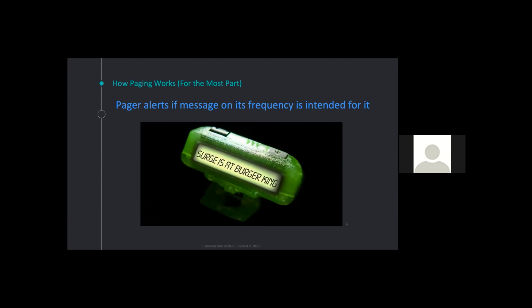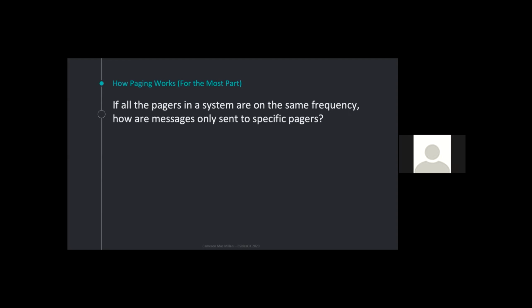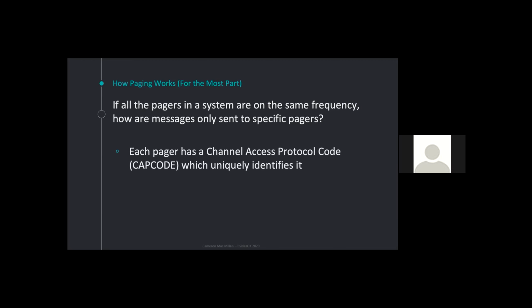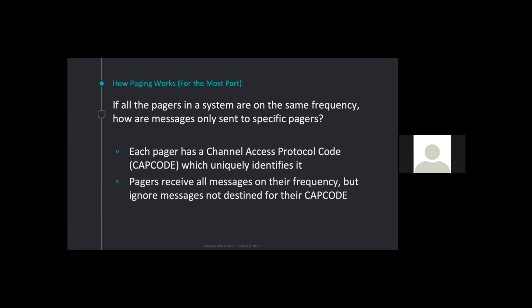So this brings up a question. If all the pagers in a system are on the same frequency, how are messages only sent to specific pagers? Well, I'm glad that question was asked. Basically, each pager has what's known as a cap code. This is fundamentally similar to a MAC address in that it uniquely identifies that pager's hardware. And pagers receive all the messages on their frequency, but if a message isn't intended for their cap code, they just reject it and don't display it.